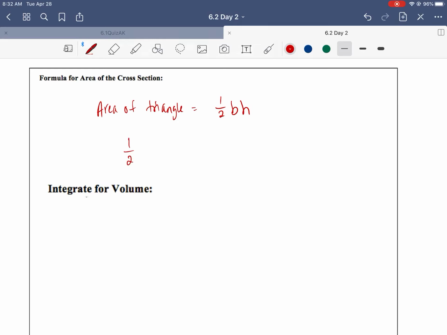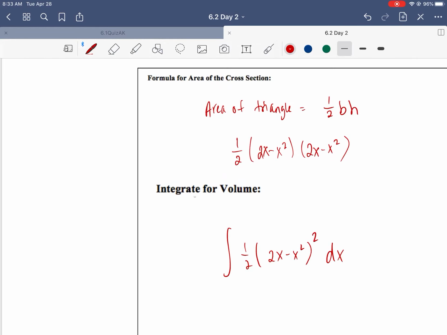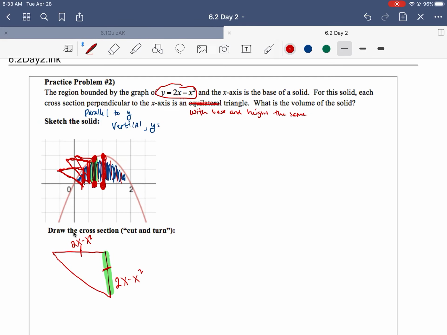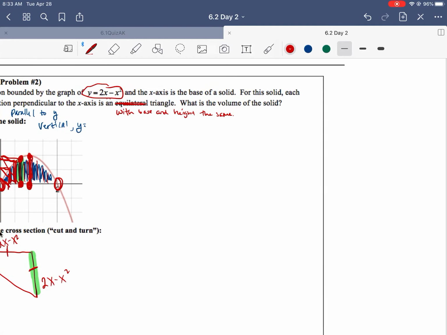So we have 1/2 times 2x minus x squared times 2x minus x squared. We could write that as 1/2 quantity 2x minus x squared, squared, dx. Okay, go back to the graph because we need limits of integration and they need to be x values. All right, so we go on the x-axis, farthest left to farthest right value, 0 until 2.